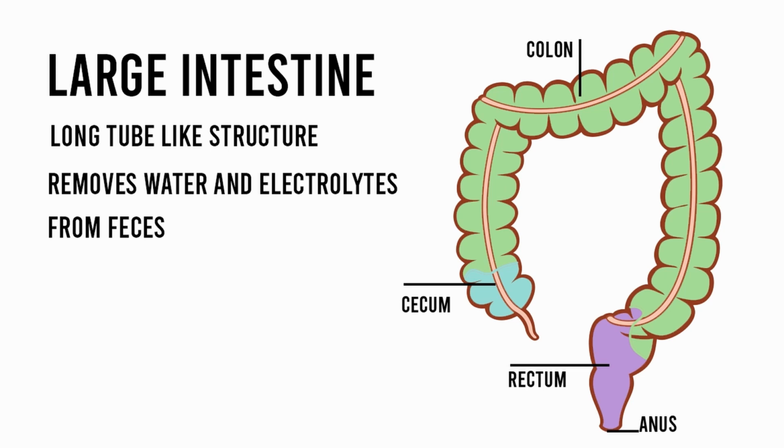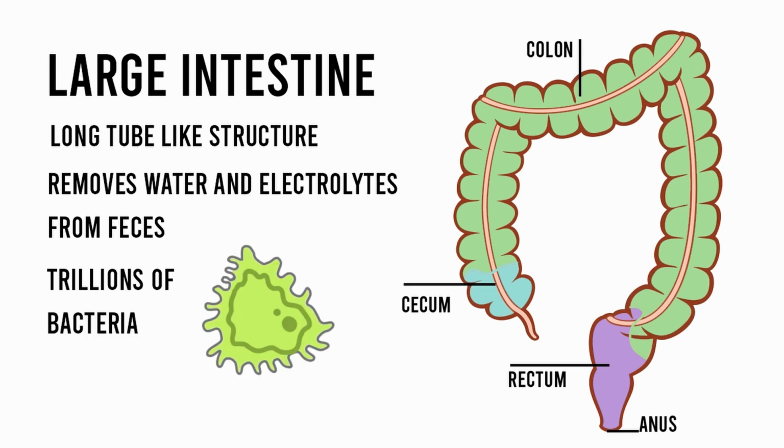The large intestine functions by removing any remaining water or electrolytes from the feces, causing it to compact. It is also home to trillions of bacteria, which help ingest any remaining undigested material, while releasing an odorous gas that you're probably familiar with.